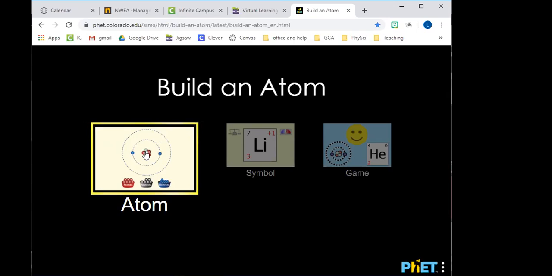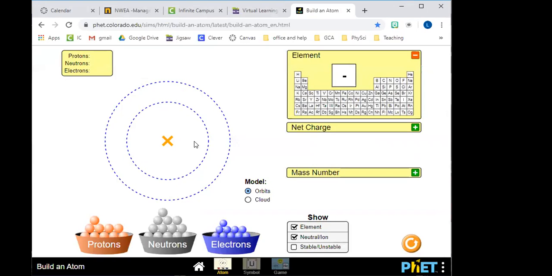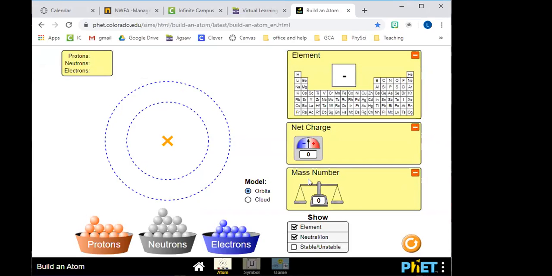All right, so we're going to click on the atom, and we're going to click on the green button, net charge. We're going to click on the green button for mass number, and I'm going to click on stable or unstable, and I'm going to toss a proton into the middle. You can see it is hydrogen. The element shows up here, and I wonder, oh, that's not what I meant to do.